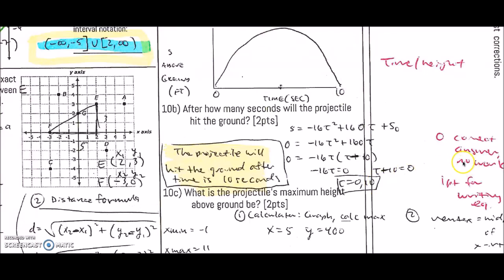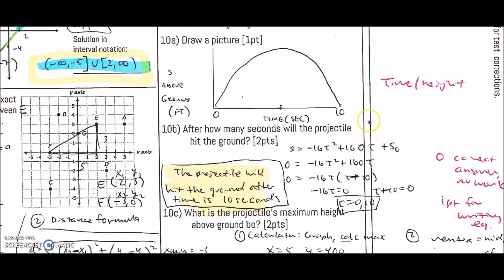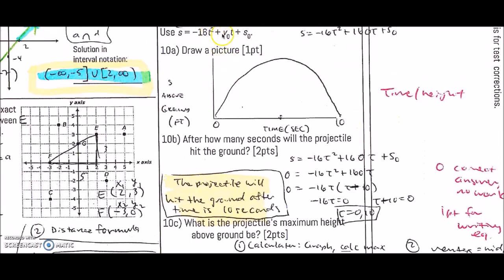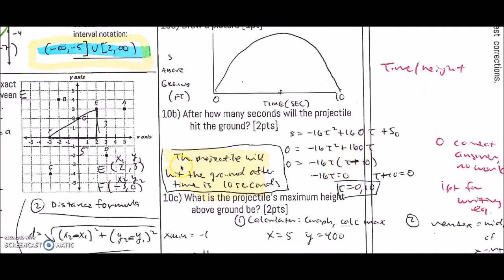So you got 0 points for a correct answer with no work. Assuming you just put it in your calculator and traced it, you have to show me work. That's got to be algebraic. 1 point for writing an equation. If you wrote down just this equation from above and substituted, then I knew you at least knew where to start. The projectile will hit the ground after time is 10 seconds.